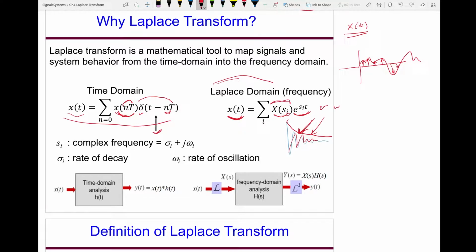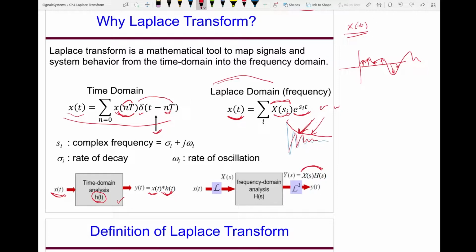We have this. Now for system analysis, we can do the following. If I have the impulse response h of t in the time domain, to find the output of this system, it's just the convolution of the input with the system impulse response h of t. And we saw convolution is a little bit complex, not easy to carry out. Now if we do the same operation in the Laplace domain, it's a little bit easier. Why? Because we don't carry out convolution.